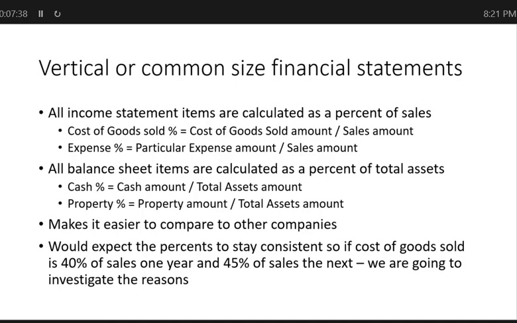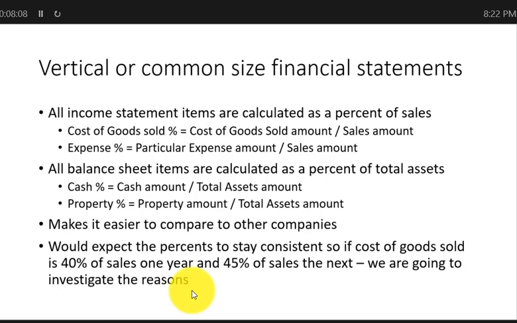For the balance sheet, to do vertical analysis, you divide everything by total assets. So cash divided by total assets, property, plant, and equipment divided by total assets. Everything, including the liabilities, uses total assets as the reference point. Accounts payable divided by total assets, so you know how much of your total assets you owe in accounts payable.